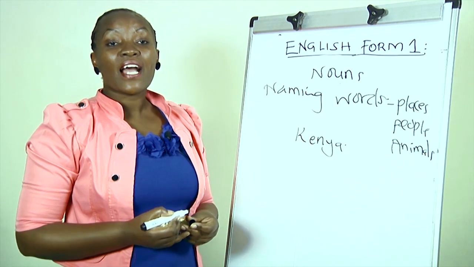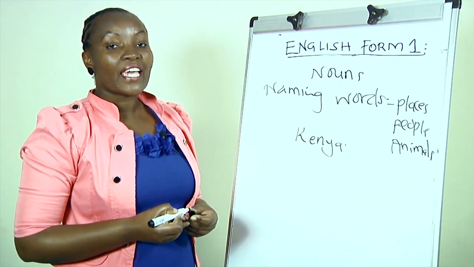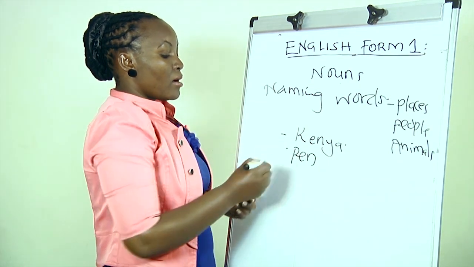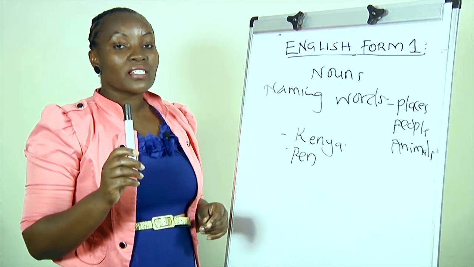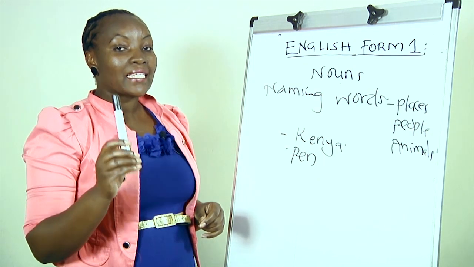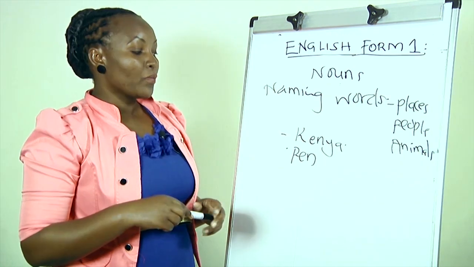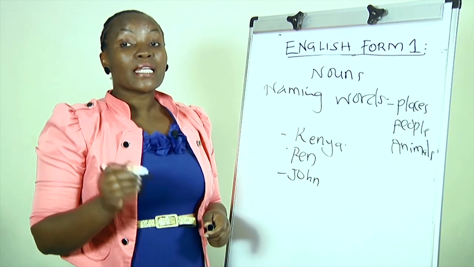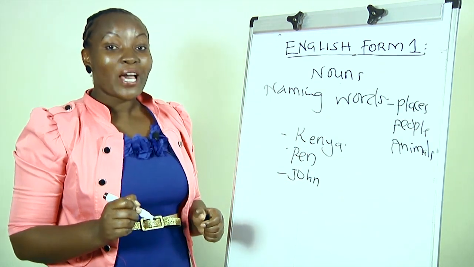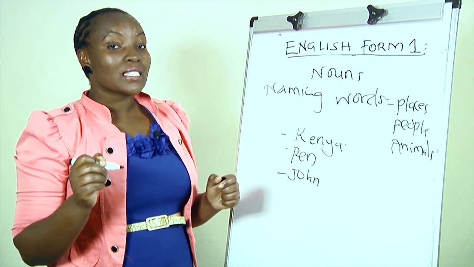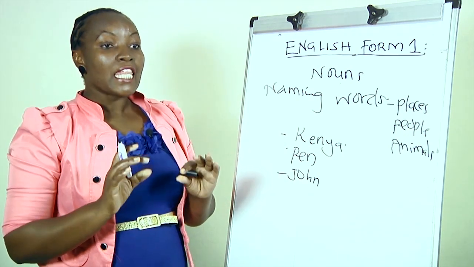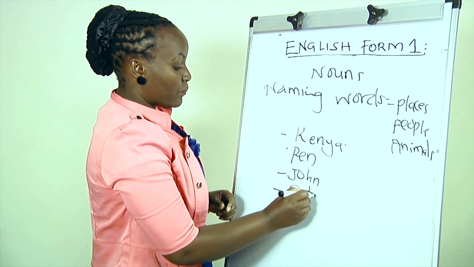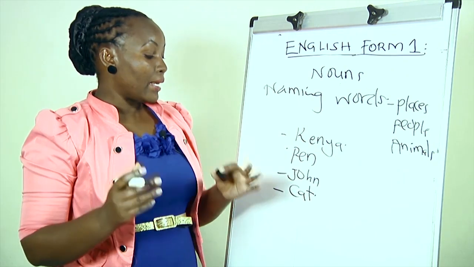Kenya. Kenya is a name of a country. So Kenya is a noun. Another good example would be pen. For example, what I'm holding right now is a pen. We have named this item, and we have named it a pen. We can also say John. John is a name of a person. And when we name people, that is what we are referring to as nouns. So nouns basically can name animals. For example, cat. A cat also is a name of an animal.